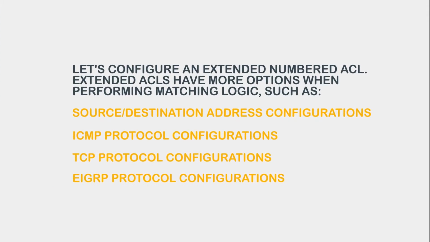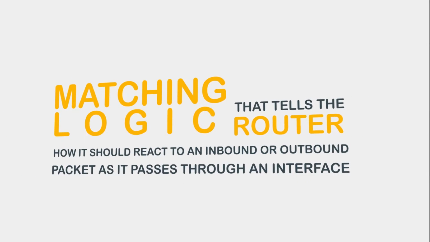An access control list, or ACL, has a very simple function in network device security. Access control lists filter network traffic, services, and specific hosts from traversing the network. As a network engineer, you can define matching logic that tells the router how it should react to an inbound or outbound packet as it passes through an interface.